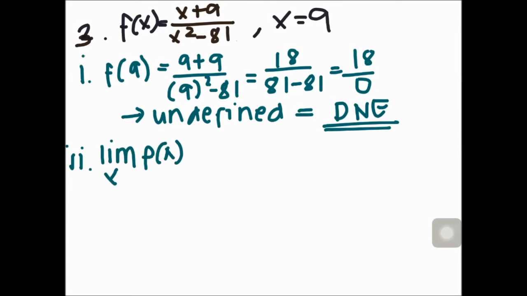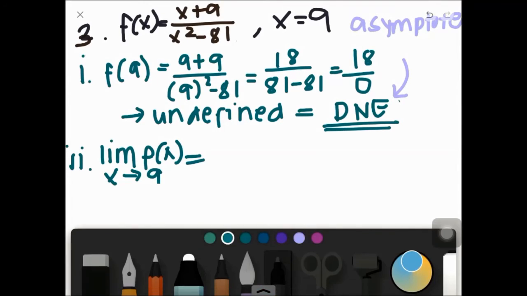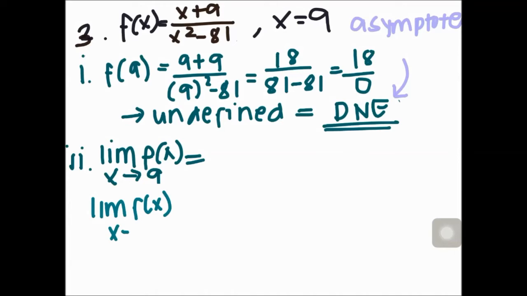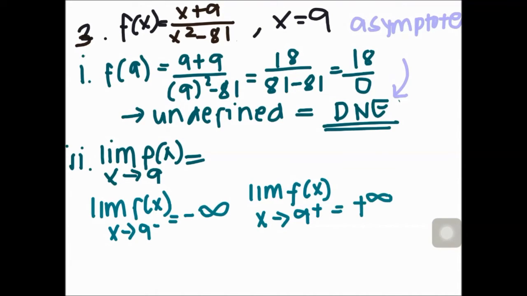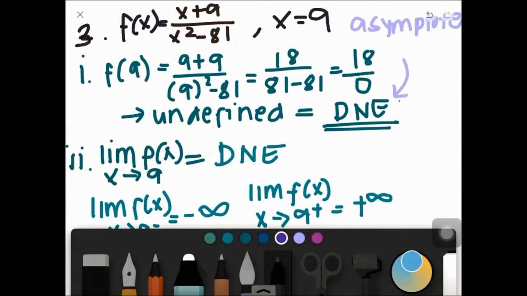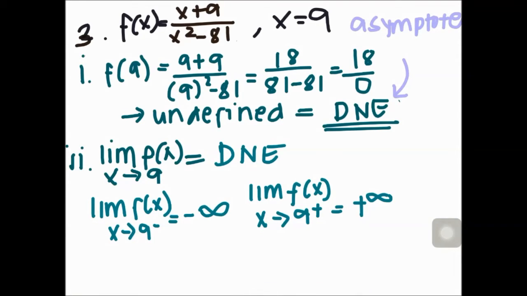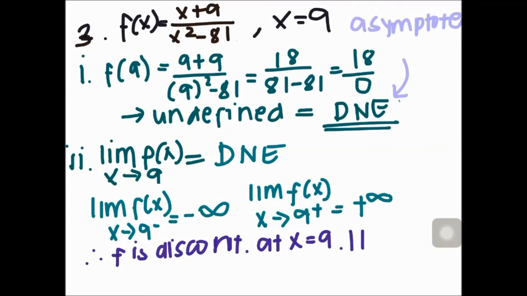In evaluating the limit, we take two sides. For the left-hand side, all values approach negative infinity eventually, while the right-hand side will approach positive infinity. As such, the limit does not exist due to inequality. Therefore, f is discontinuous at x equals 9, and it has infinite essential discontinuity.